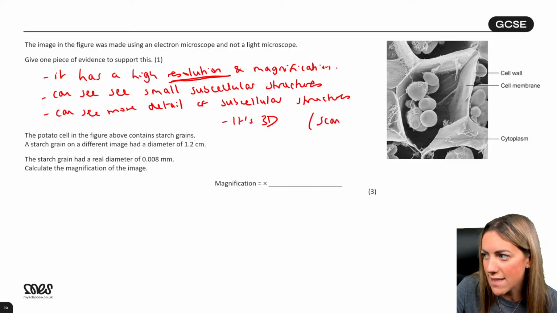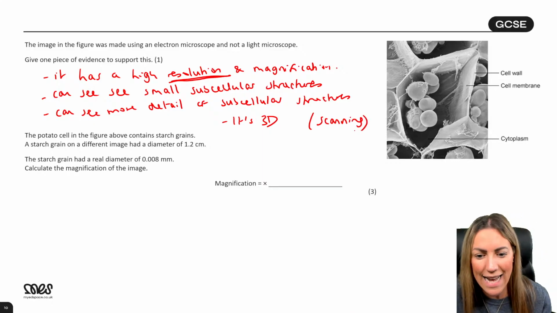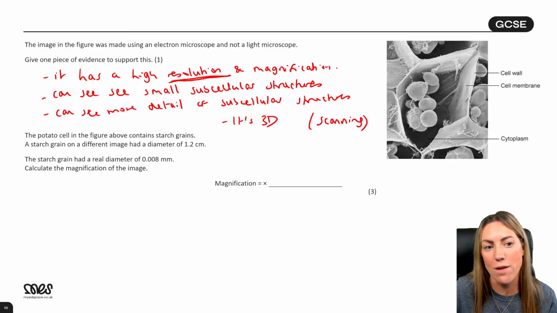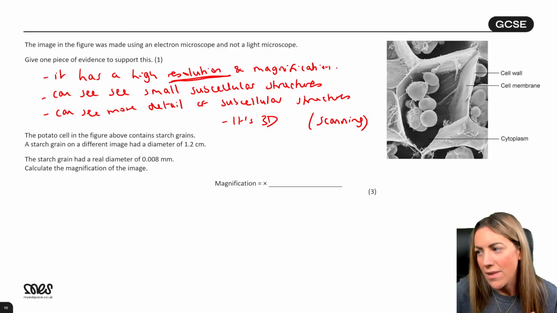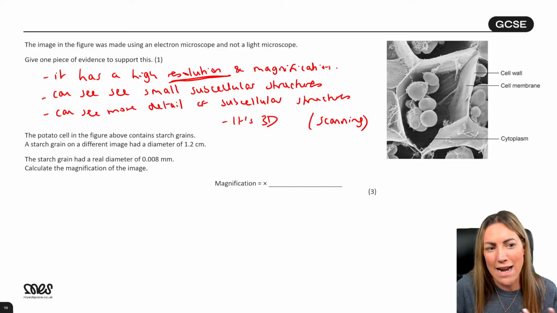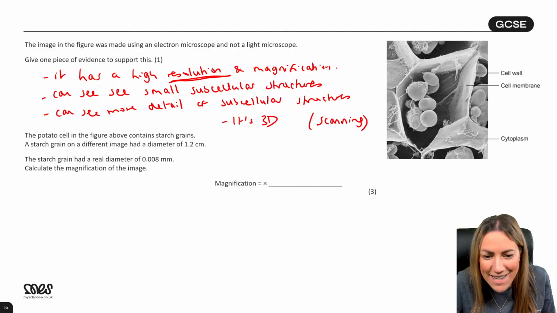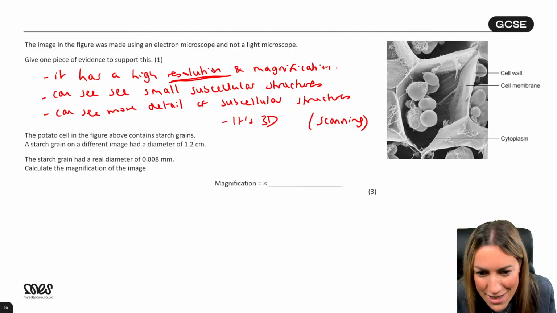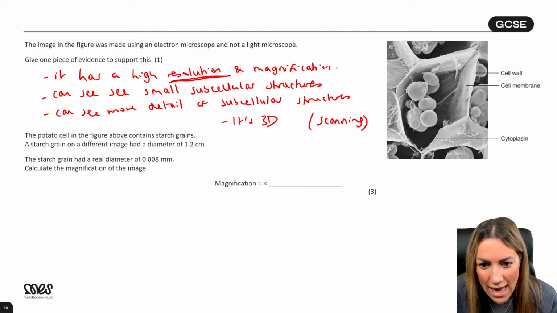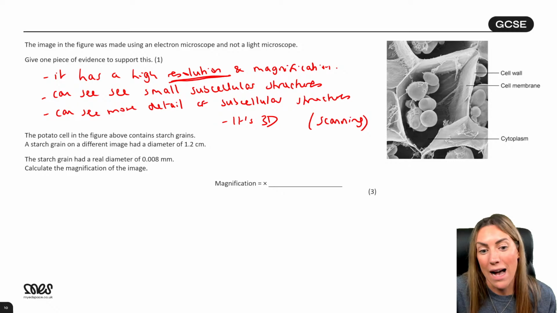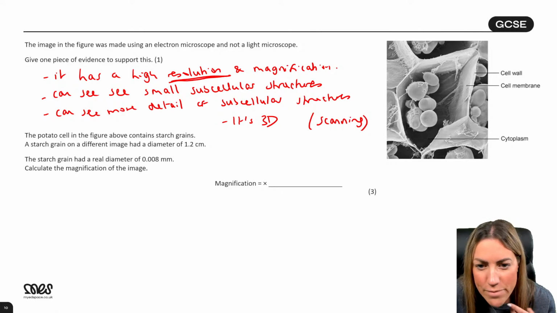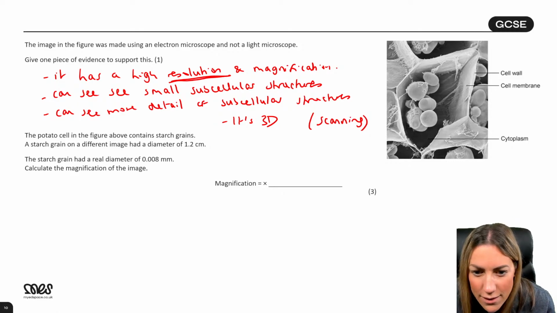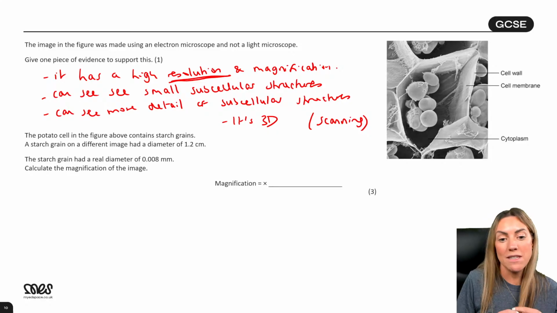Interestingly, because this is 3D, it's actually a scanning electron microscope because they give 3D images. Now, you didn't have to say scanning, but it must be an electron microscope. In fact, it must be a scanning electron microscope because it's clearly 3D. Resolution and resolving power are the same thing. You should know the different types of microscope.